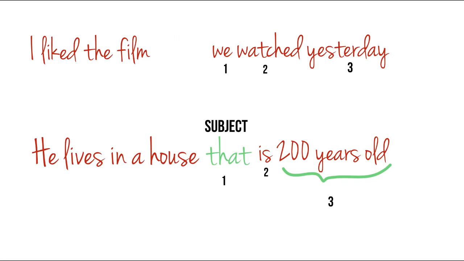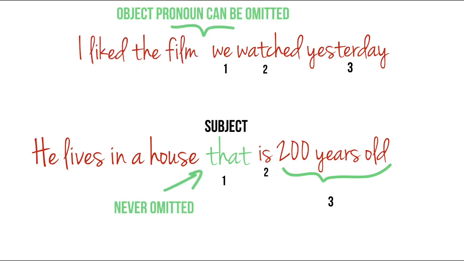And if that is the object, we can remove it from the sentence, which we can never do with the subject. Subject is never taken out of the sentence. So you can say in both ways. You can say, I like the film that we watched yesterday, or I like the film we watched yesterday without that. The object pronoun can be omitted, which never happens with the subject that. He lives in a house that is 200 years old, only this variant, and the subject that is never omitted.